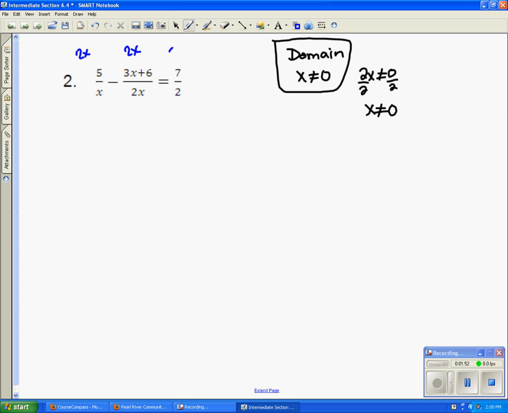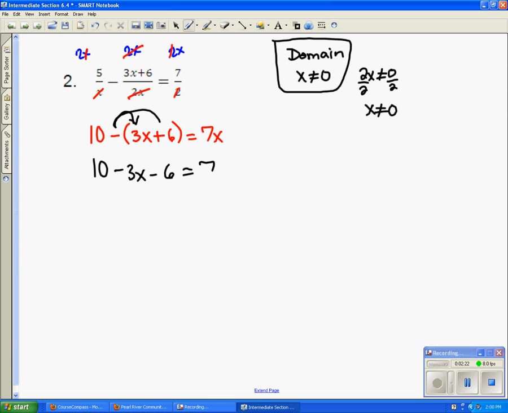So if we multiply all the terms in the equation by 2x and simplify, this x cancels this x, and I get 2 times 5 is 10. 2x cancels 2x, and I get minus, now put this binomial in parentheses. Don't forget that's important. So divide by 2 and you're going to get 7x. Now we come back, we distribute to that parenthesis, that's why it was so important. And now we are solving, so we're going to simplify over here. 10 minus 6 is 4.